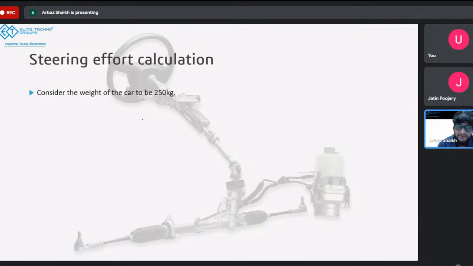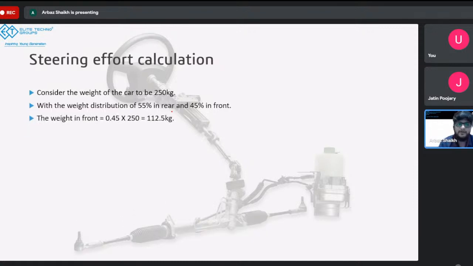Now, consider the weight of the vehicle to be 250 kg, right? And we say that weight distribution is 55% in the rear and 45% in the front, okay? Which means whenever a vehicle is made, all the load of the vehicle is not kept in the front, or all the load is not kept in the rear, and it is rarely divided 50-50. There is some distribution happening. Okay, so let's assume that 45% of the load is on the front wheels. Now, total weight on the front will be 45% of 250, correct? That comes out to be 112.5 kg.